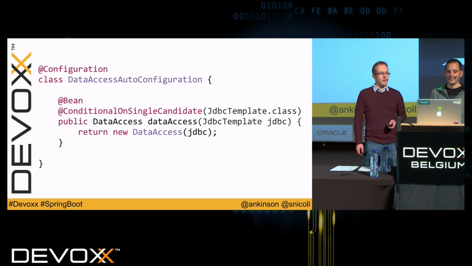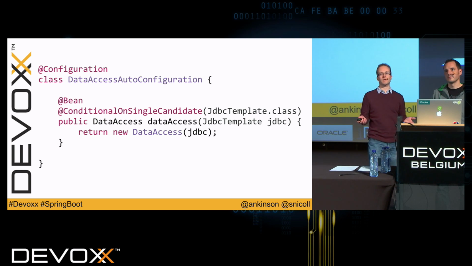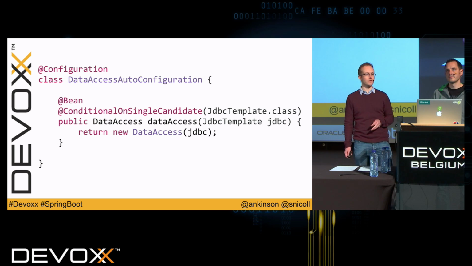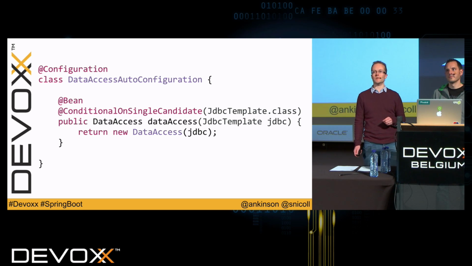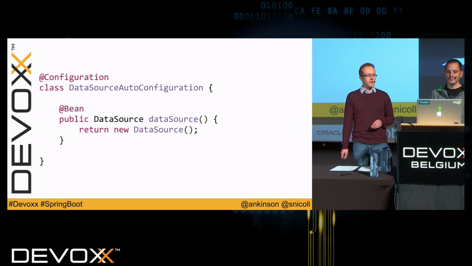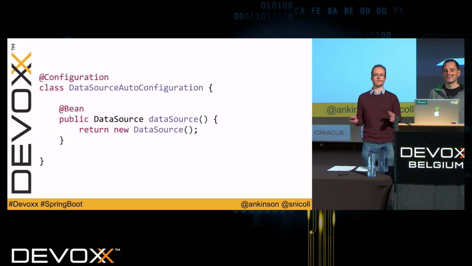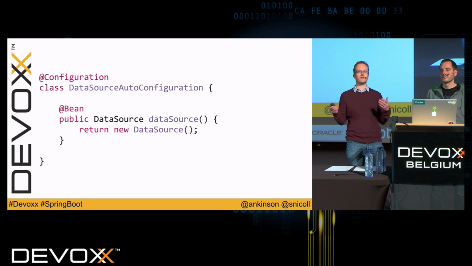So here we've got a very simplified example where we've got some data access object, and it's using JDBC template to access the data. This is an auto-configuration class that wants a single JDBC template candidate to be available to it, and it's going to use that JDBC template to create this data access object. We then have another auto-configuration class that is going to create a data source for us. This one doesn't have any inputs, it just creates a data source. A bit of a simplified scenario, but hopefully it illustrates the point.